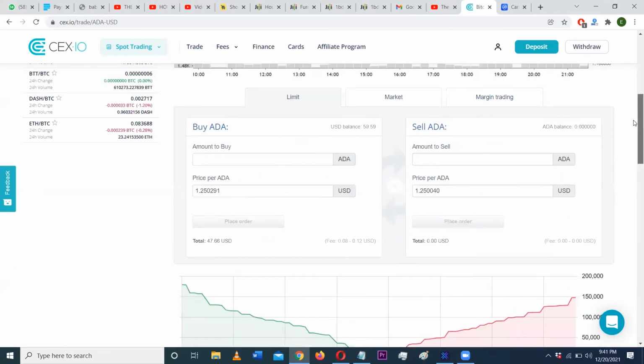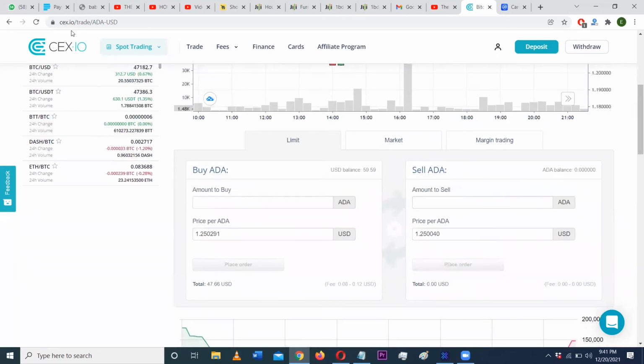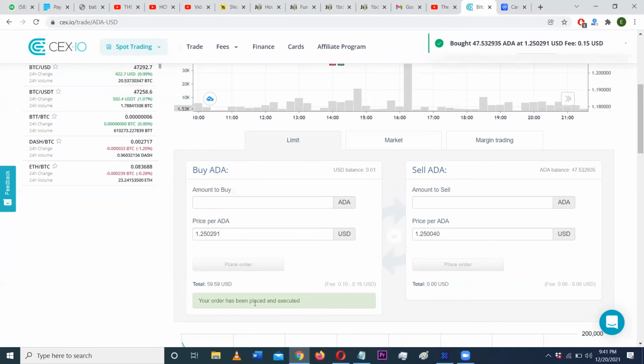Yes, so I have my dollars back, but then I want to buy Cardano. So I'm going to buy it at the current market price with my $59. Click on it. Okay, the price is $1.25 and I'll get 47 Cardano. Let me place the order. Place order. Yes, I'm sure. Your order has been placed and executed. Okay, so I bought 47 Cardano at this price.